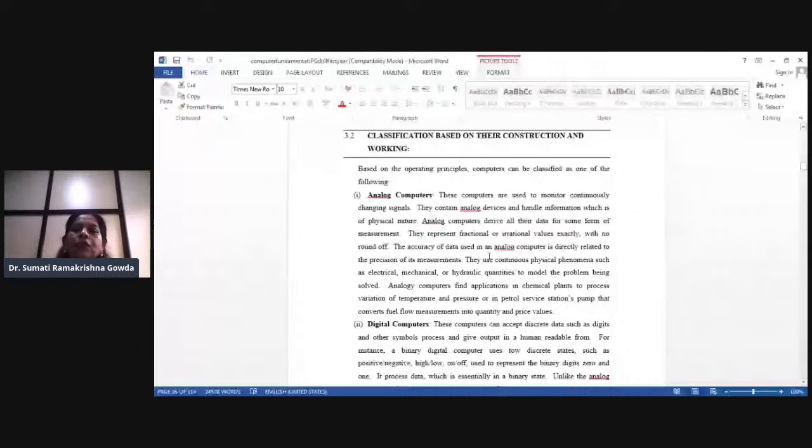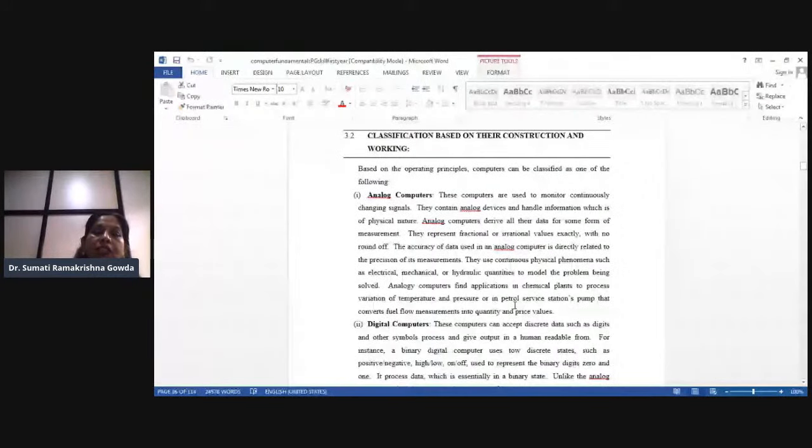Analog computers. These computers are used to monitor continuously changing signals. They contain analog devices and handle information which is of physical nature. Analog computers derive all their data from some form of measurement. They represent fractional or irrational values exactly with no round off. The accuracy of data used in an analog computer is directly related to the precision of its measurements. They use continuous physical phenomena such as electrical, mechanical, or hydraulic quantities to model the problem being solved.